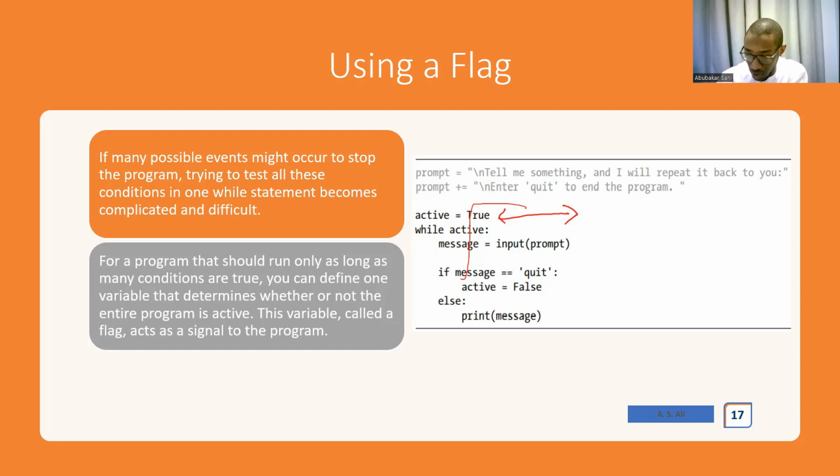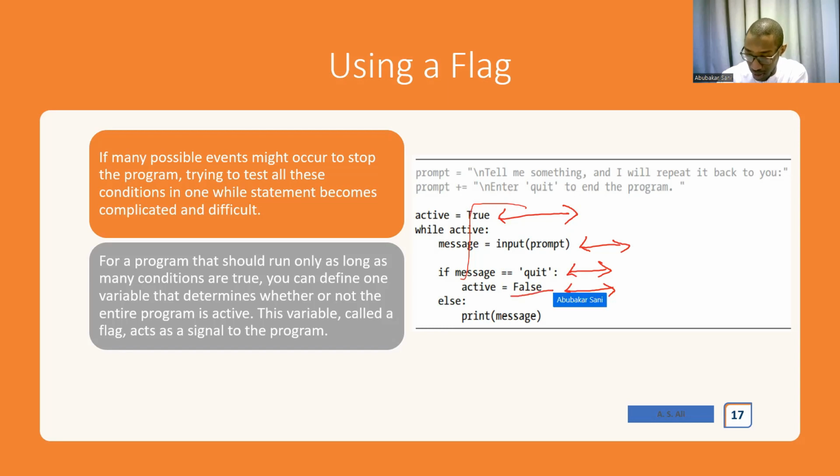Okay, and here what did we do? We get the input as a message from the user, and we check if the message is quit. We are now going to deactivate the parrot, or switch off the parrot. So we will now set active to be false.